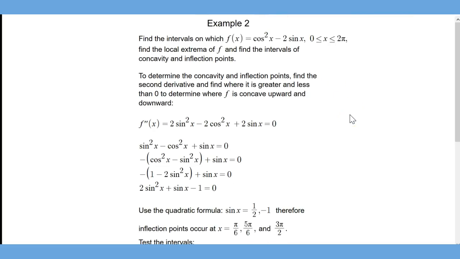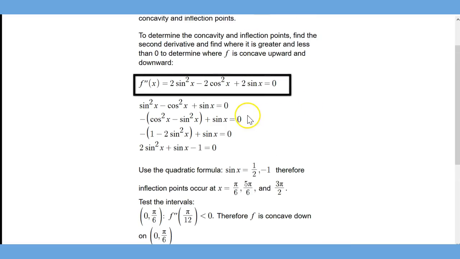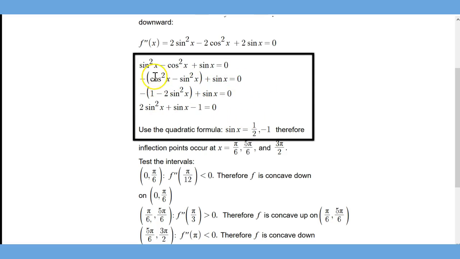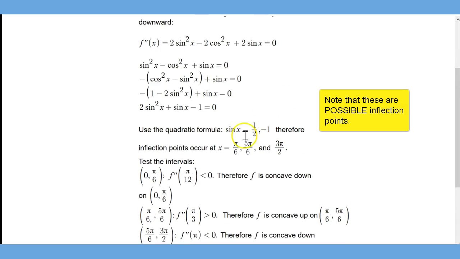So now we're going to determine the concavity and the inflection points. So we'll find the second derivative, which is this equation. And to find the inflection points, which is where it changes concavity, we need to set this equal to 0 and solve. Using a trig identity here to get everything in terms of sine, and then using the quadratic formula with sine x instead of x, I find that the inflection points occur where sine x is 1/2 and -1.